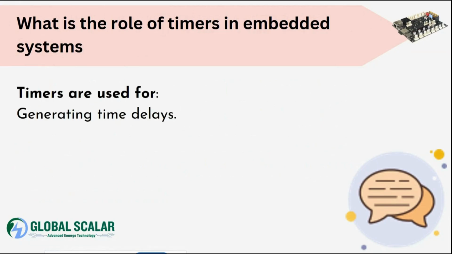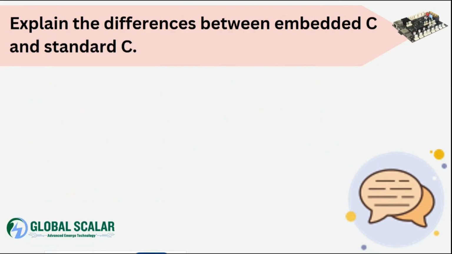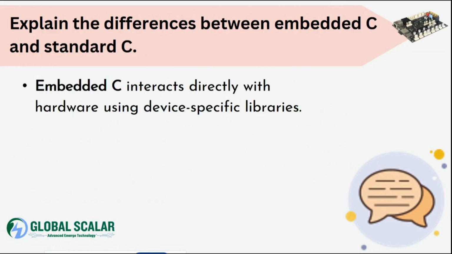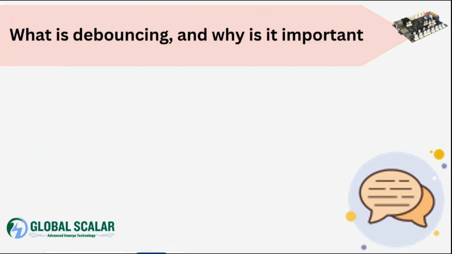What is the role of timers in an embedded system? Timers are used for generating time delays, counting external events, and creating periodic interrupts, like pulse width modulation for motor control. What is the difference between embedded C and standard C? Embedded C interacts directly with the hardware using device-specific libraries. Standard C focuses on general purpose programming with no hardware dependency.